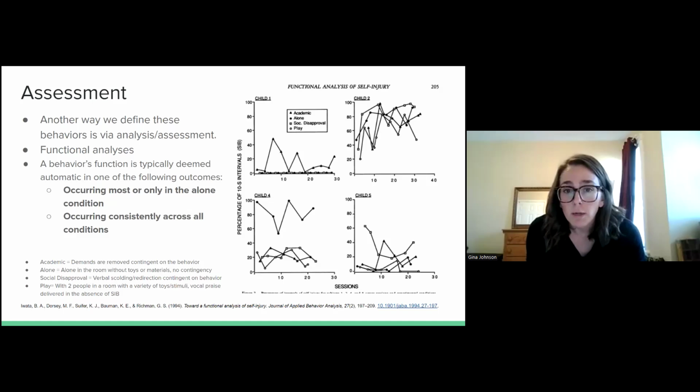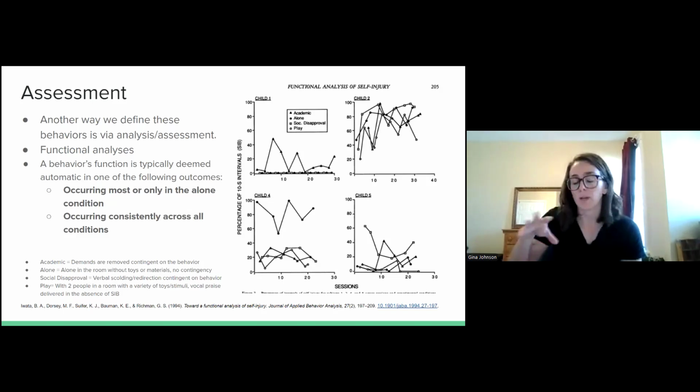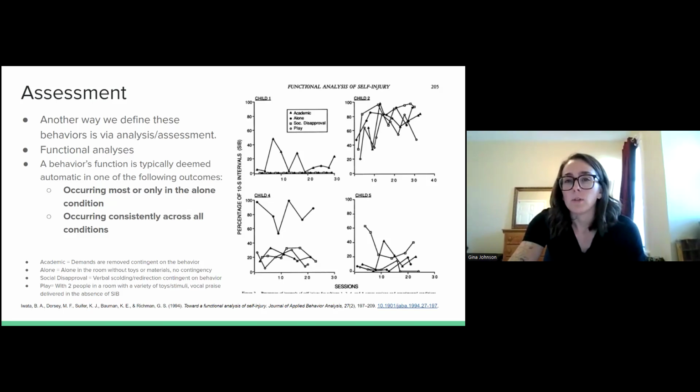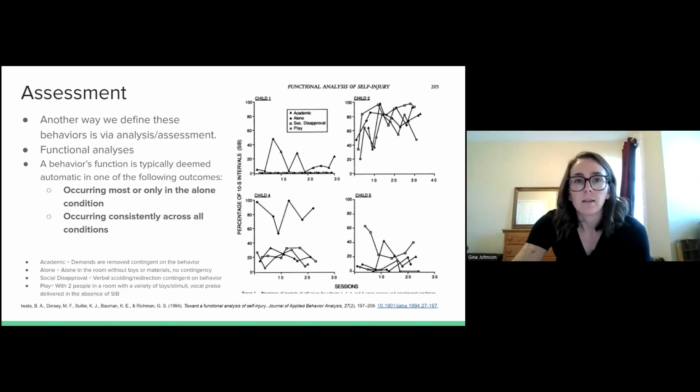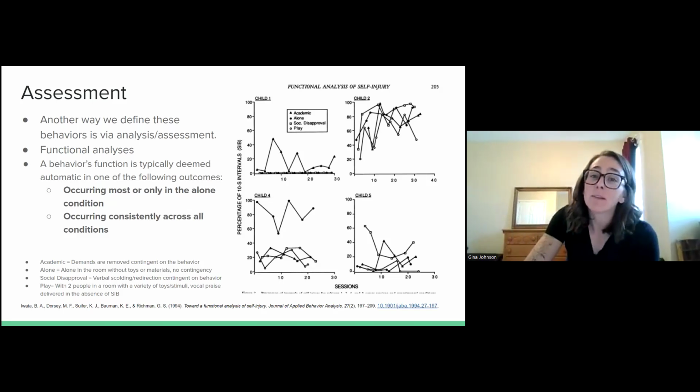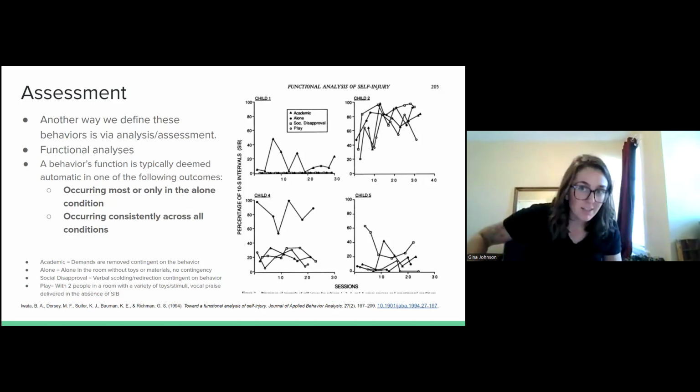Child number 4, the one right below that, that's our alone condition. You can see that the behavior, this is self-injury, by the way. I didn't say that. The behavior in question was self-injury in this paper. That self-injury is happening at relatively low rates in the other conditions at the bottom. And then I wish I had a pointer. I'm looking at child number 4 here, and it happens mostly in the alone condition.